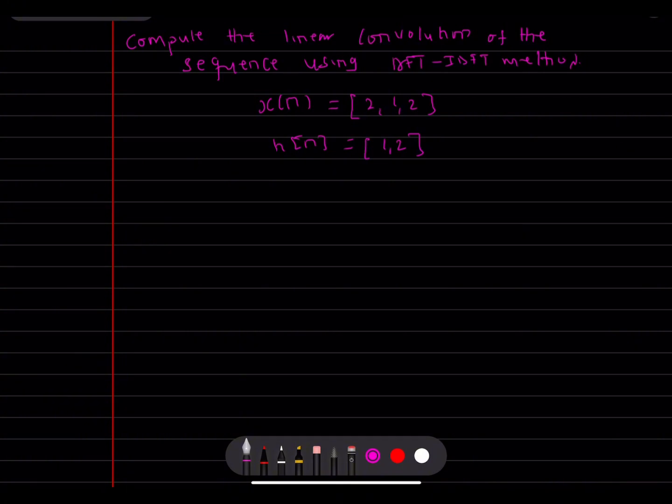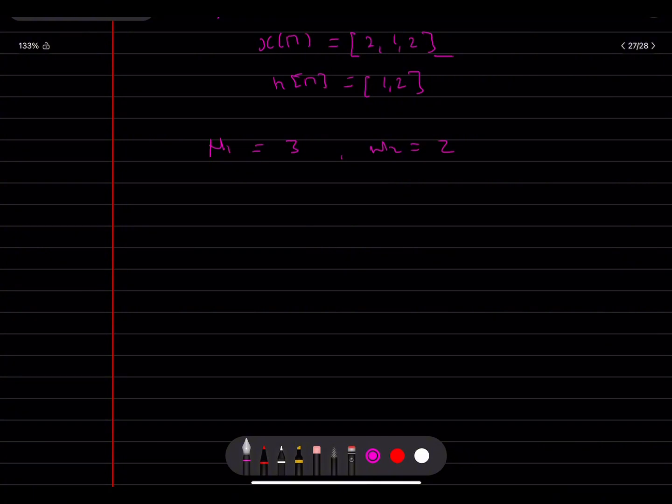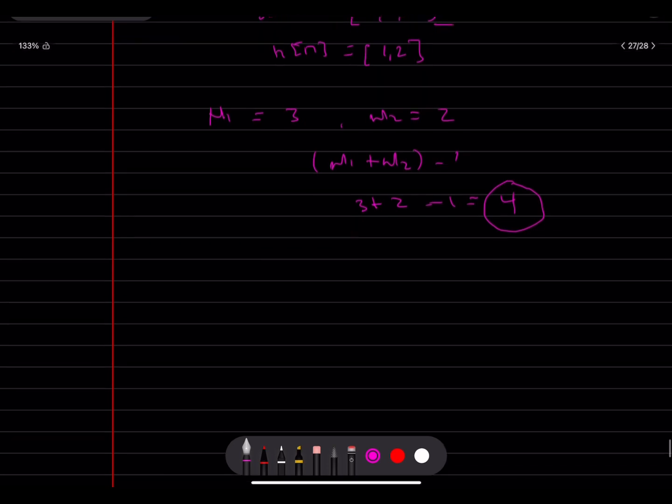Assuming that the length of the first sequence, the number of samples, which is what I call the length, n1 is equal to 3 here, and we have n2 equal to 2 here. The total number of samples is n1 plus n2 minus 1, and therefore we get 3 plus 2 minus 1 equal to 4. That means the final number of samples must be equal to 4.